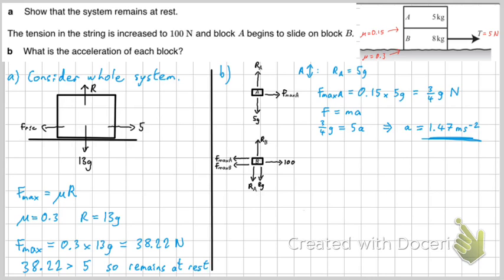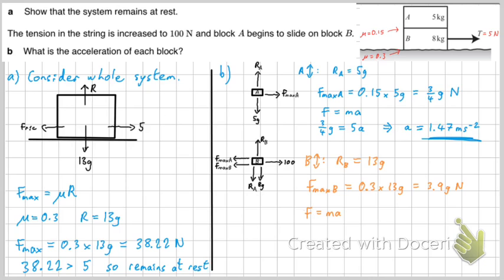It's a very similar process then for block B. Again, start by resolving vertically, and this time we get that RB is equal to RA plus the 8g weight acting on B. RA we know is 5g, so I've just replaced that. So 5g plus 8g gives us 13g. And then again we can work out F max B using our friction formula. Mu, that's the different mu this time, so it's 0.3 times RB, which is 13g. So now we have 3.9g newtons.